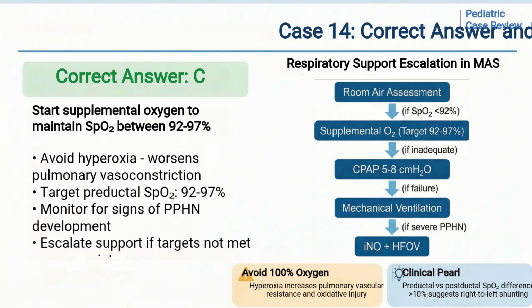A critical warning: avoid 100% oxygen because hyperoxia worsens pulmonary vasoconstriction and causes oxidative injury. A clinical pearl: a preductal versus postductal saturation difference above 10% suggests right-to-left shunting and requires urgent assessment.